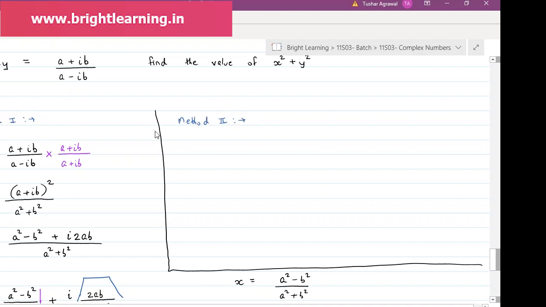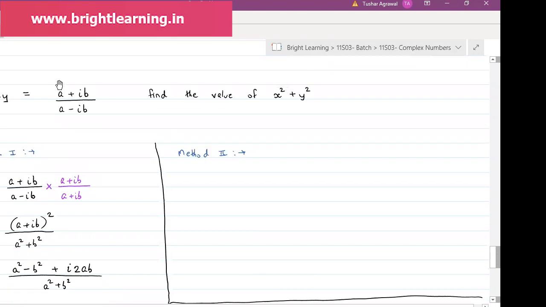What is method 2? This x plus iy, whatever that complex number is, is some complex number: x plus iy equal to a plus ib upon a minus ib. And whatever this complex number is by division, you are telling me to find x square plus y square. Means you are asking me somehow this x square plus y square is related to the magnitude of x plus iy.